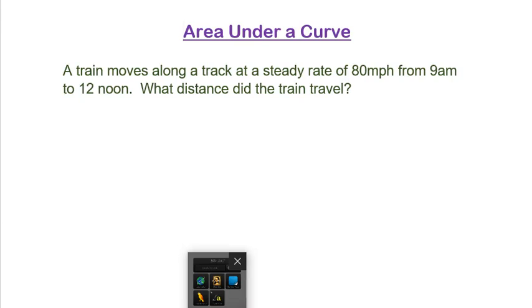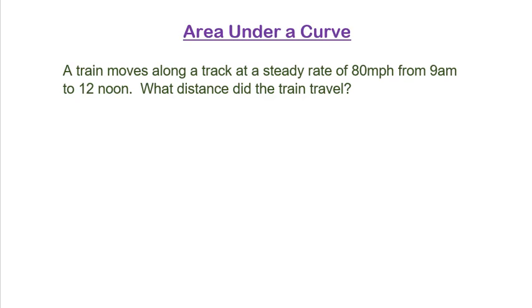Okay, this lesson is on area under a curve, and this is my introductory lesson after we have finished derivatives. So the first situation that we just want to talk about is a train moves along a track at a steady rate of 80 miles per hour from 9 a.m. to 12 noon. What distance did the train travel? And so this presents some questions, and I just want you to take a minute and see what you would get, how you think about it.